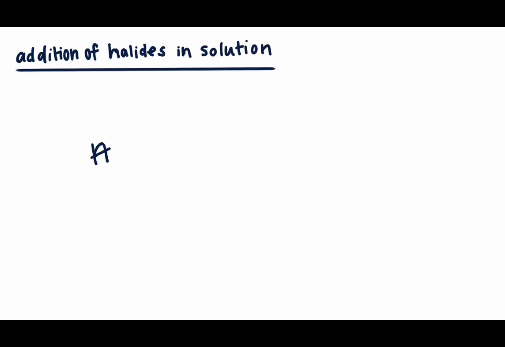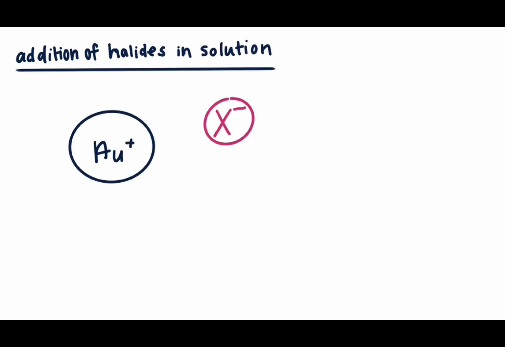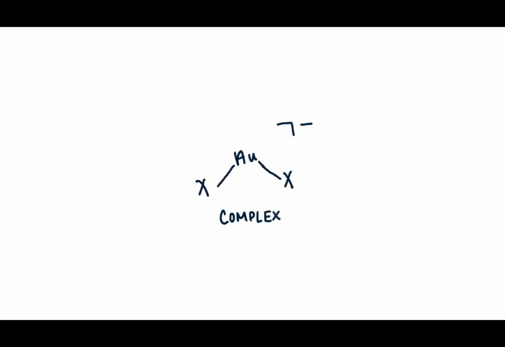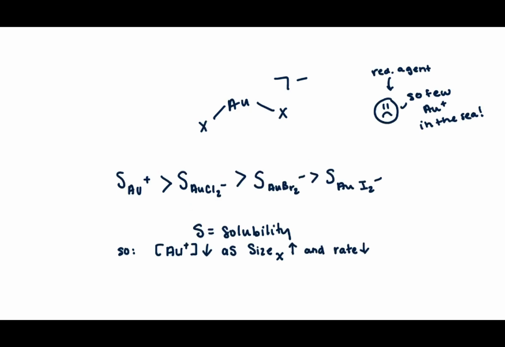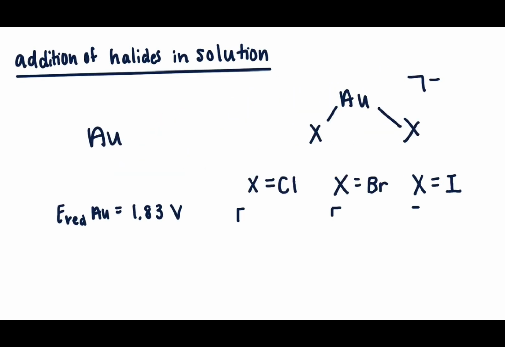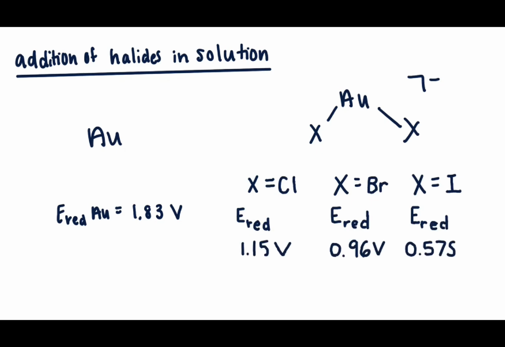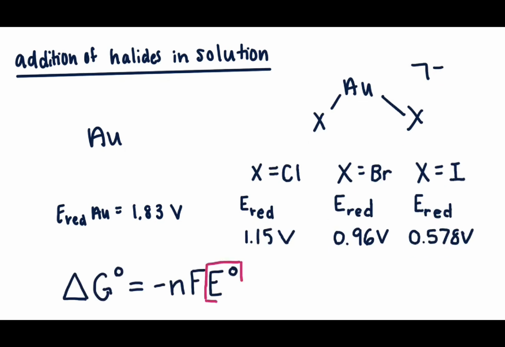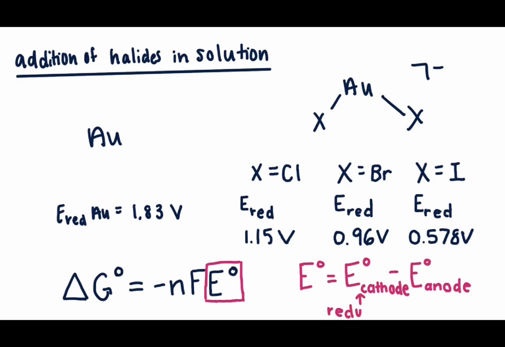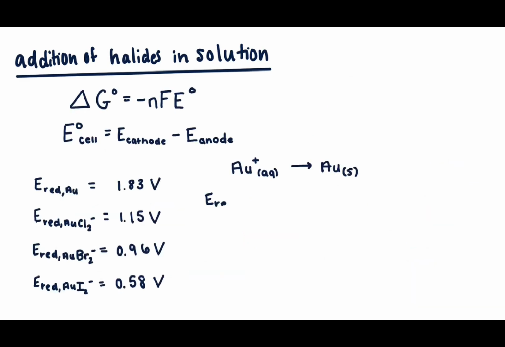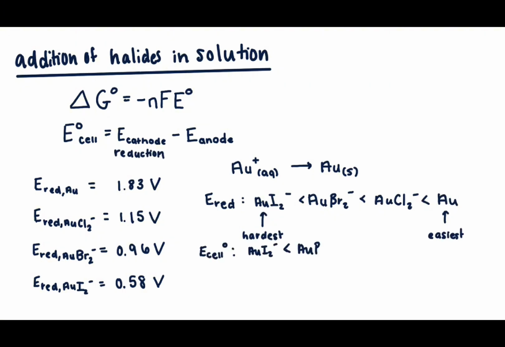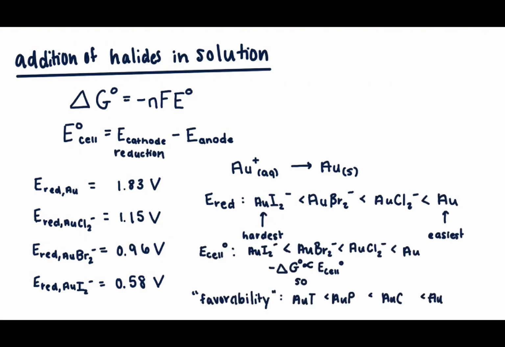Firstly, the gold ions coordinate with halides to form complexes which are less soluble in the growth solution with increasing halide size. As such, it decreases the concentration of gold ions, thereby decreasing the rate. Secondly, these complexes also reduce the reduction potential of the gold ion, thus decreasing the cell potential of the overall redox reaction and thereby making the reaction less favorable due to the direct proportionality of Gibbs free energy to negative cell potential. The reduction potential of the gold ion decreases as the size of the halide it coordinates to increases, so growth rate also decreases as halide size increases.